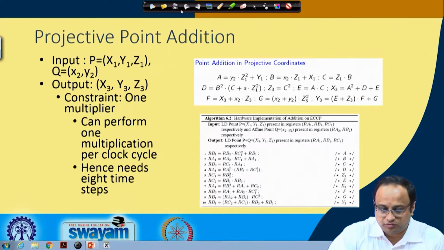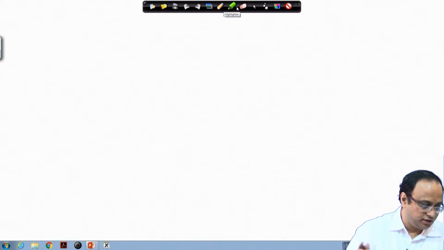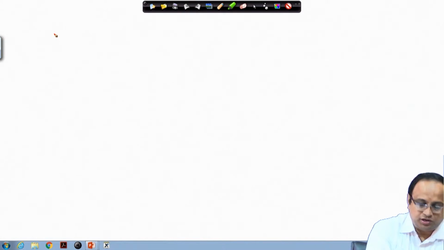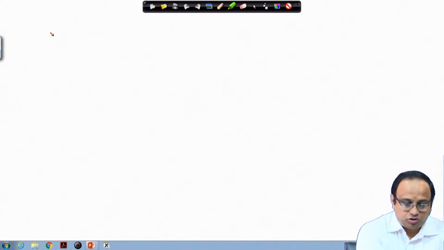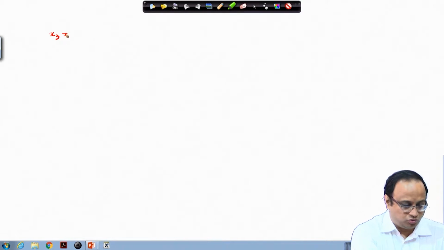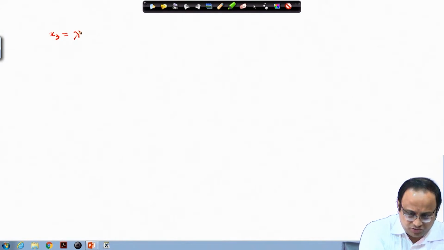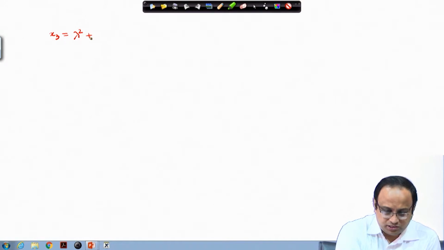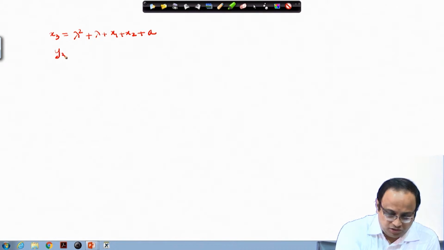So let me try to explain that. If you remember the original affine coordinate equations, they were as follows. You had x3, which is equal to, and I will use lambda to store the slope, lambda square plus lambda plus x1 plus x2 plus a. And likewise y3 was equal to lambda into (x3 plus x1) plus y1 plus x3.